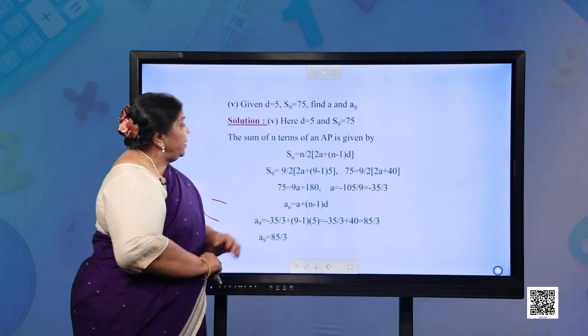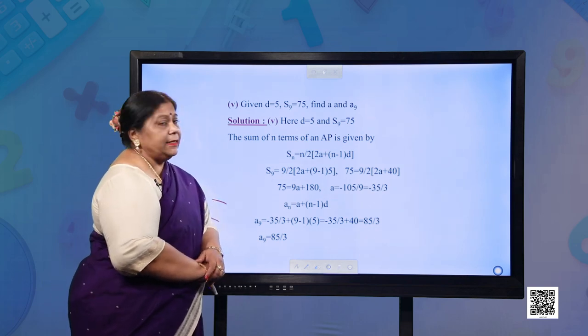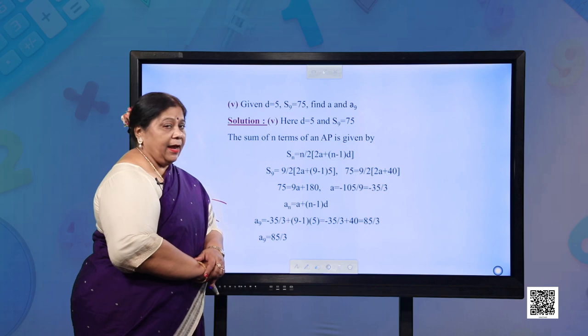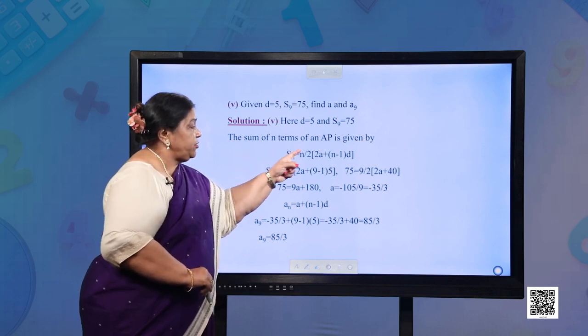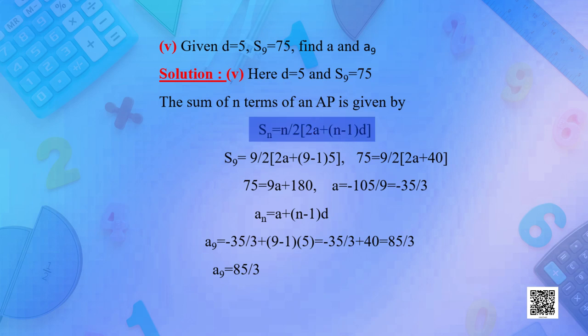Here, given D is equal to 5, S9 is 75, find A and A9. Here, sum of n terms of an AP is given by SN is equal to N upon 2 into 2A plus N minus 1 into D. On substituting the values, S9 is equal to 9 upon 2 into 2A plus 9 minus 1 into 5. That is equal to 75 is equal to 9 upon 2 into 2A plus 40.